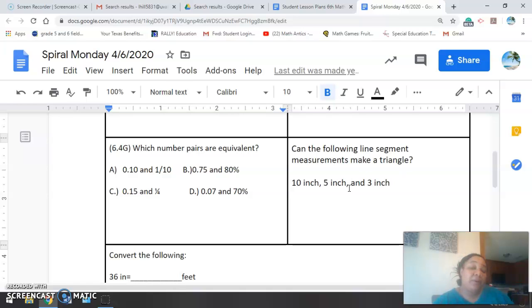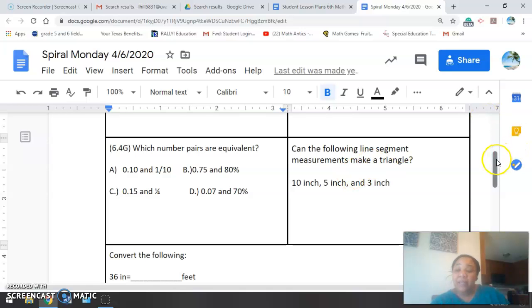Now remember, there are a lot of triangles. You have obtuse, you have equilateral, you have acute, you have right angle. So remember, with obtuse, you can have one long one medium, one small. You know? So ask yourself, or you can get a ruler and measure out 10 inches and 5 inches and 3 inches and see if you can create a triangle. And tell us yes or no, could that create a triangle?